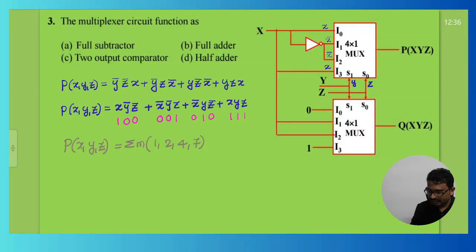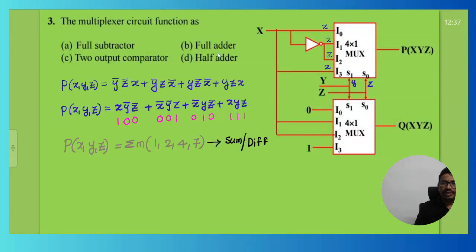This 1, 2, 4, 7 is nothing but what? Tell me now here. XOR, that is a 3-input XOR gate. So from this we can say it might be a sum or it may be a difference. For both, the expression is the same. So we cannot decide what the option will be here, either full subtractor or full adder.